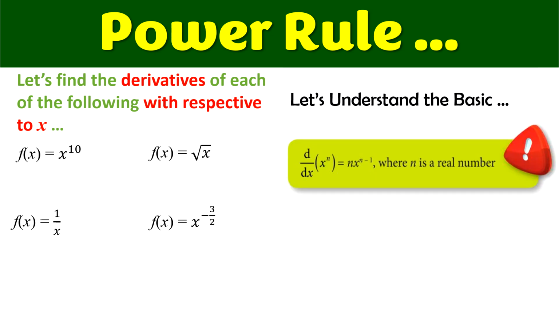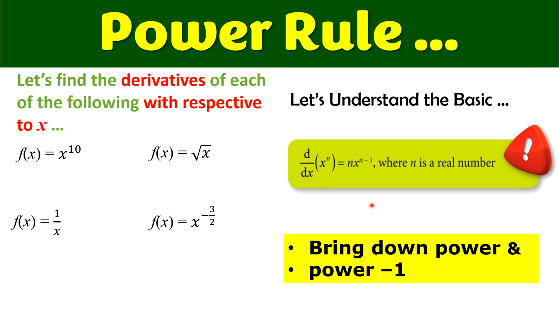So now we are ready to start the power rule. This is the formula of the power rule. What this simply means is that I have a function which is x to the power of n. To find the derivative, all I need to do is bring down the power, which means I bring down n to the front, and then after that, the power is subtracted by 1. I'm going to apply this rule to solve these 4 examples.